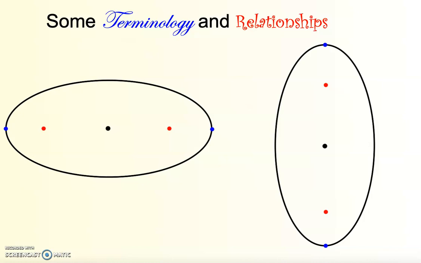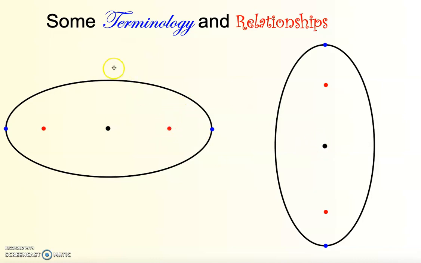The two types of ellipses that we're going to concern ourselves with are the ellipses that are horizontally based and the ellipses that are vertically based. We're not going to really worry about the ellipses that are tilted in any way. And so in this ellipse, you have this black point right here, which is the center of the ellipse, much like the center of a circle.